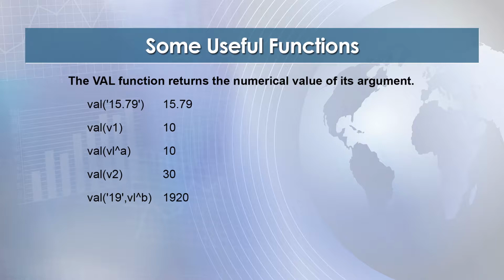Suppose the content of tag 1 is 10. I can give a val function command here, val within parenthesis V1. It will directly extract the numerical value or numerical content of the field or tag V1. Similarly, we can also extract the numerical value of the subfield, that is V1 caret A.